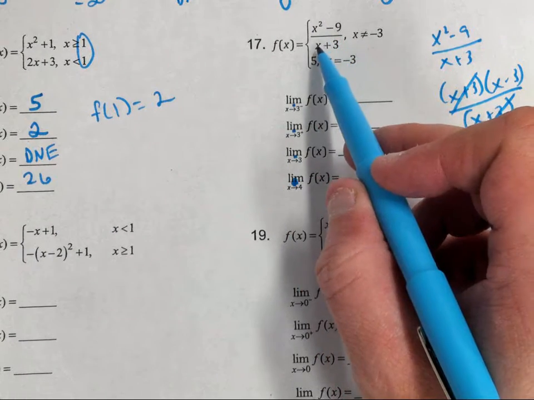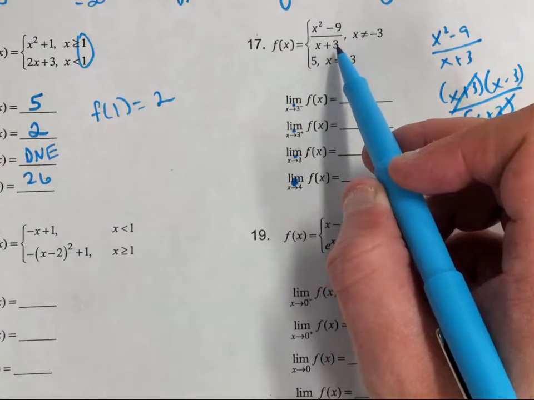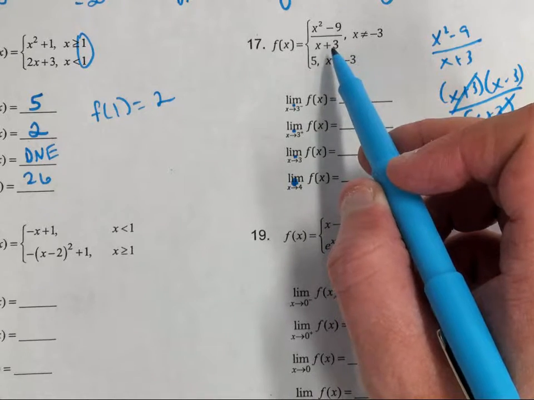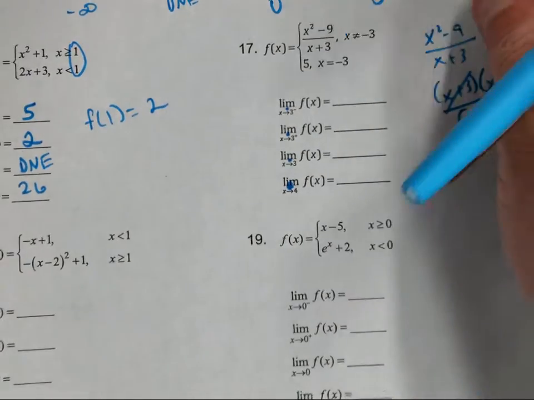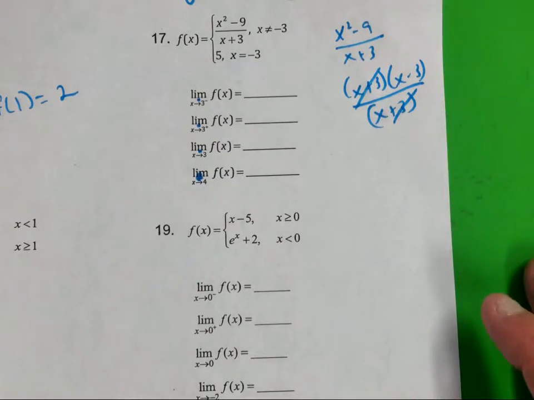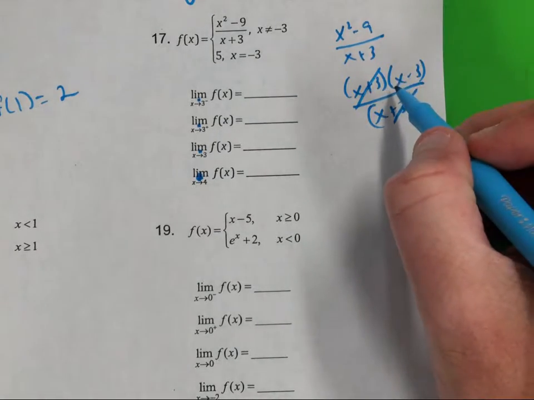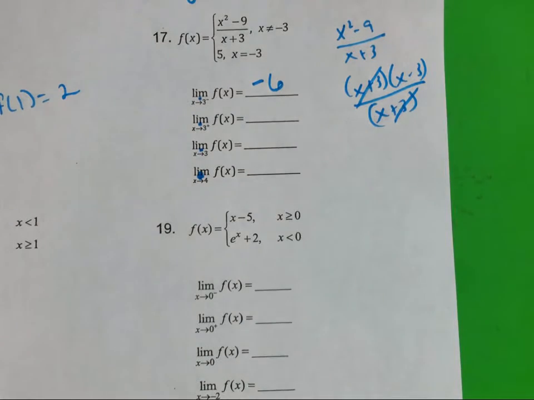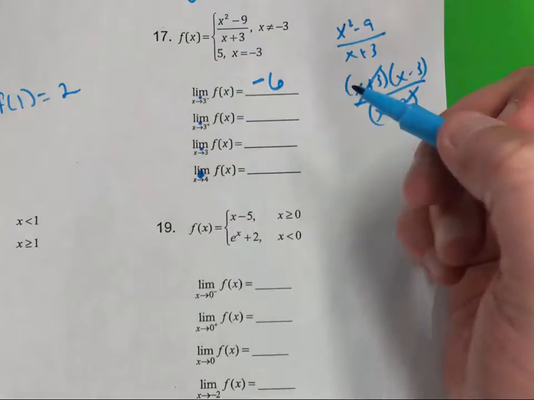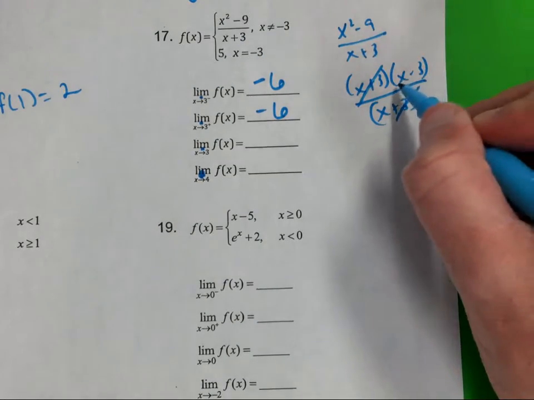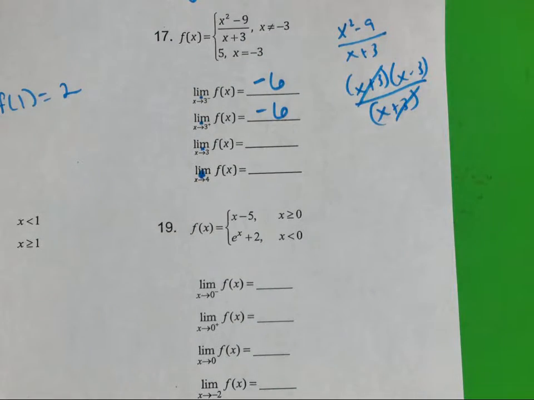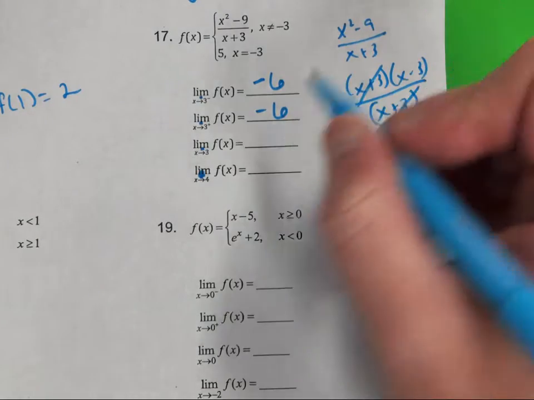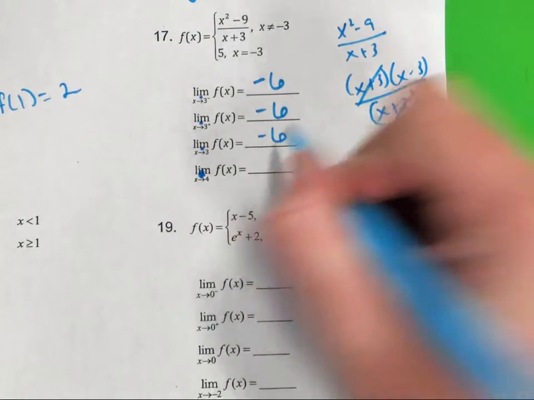I plug negative 3 in. I got negative 3 plus 3. I got 0 in the denominator. Well, you know, if you get 0 in the denominator, you need to break it down. So I broke this down right here before I plug negative 3 in there. Now, negative 3 minus 3 is negative 6. Well, from the right, that's not going to affect it, so it's still going to be negative 6. So I plug negative 3 in. Since these are both the same, what's your overall limit? Very good.